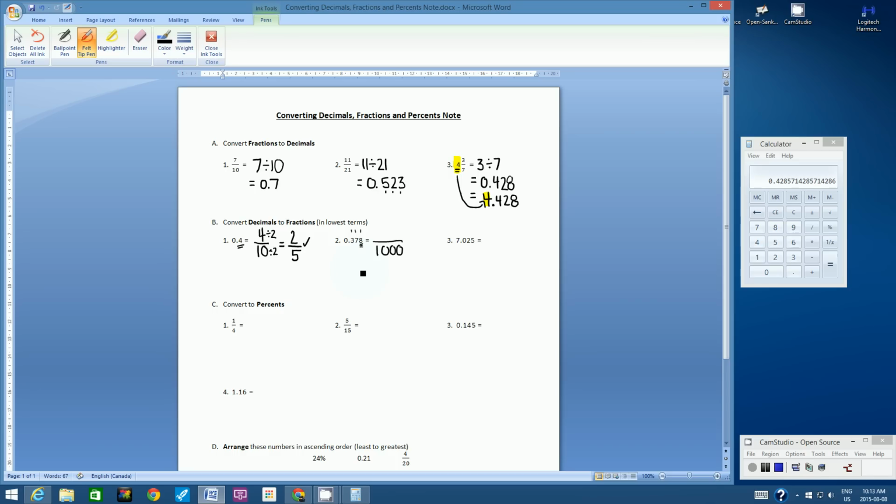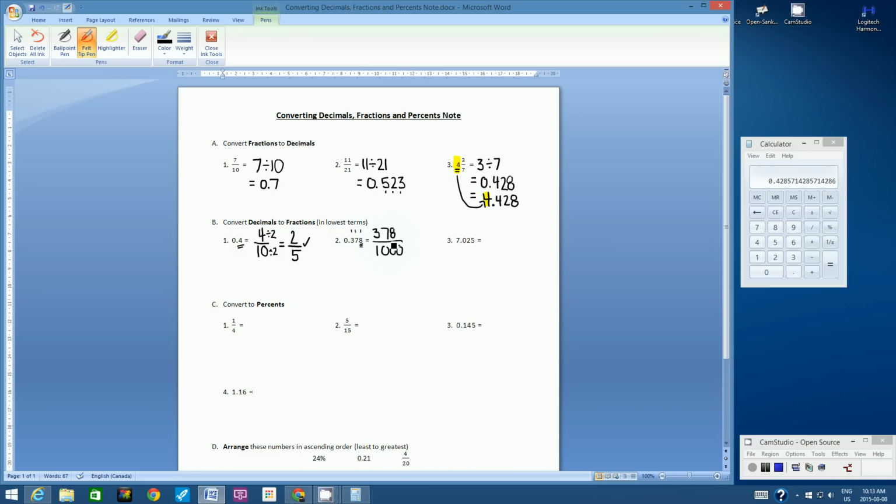So how do we get the numerator? Well, the numerator, we simply read the number after the decimal place. The number after the decimal place is 378. Don't put the decimal here, okay? The decimals don't belong in fractions.